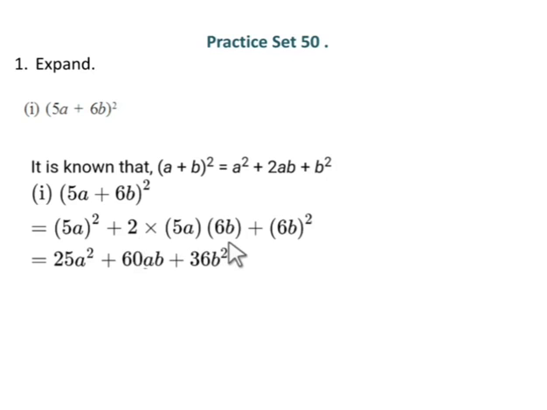Now multiply the coefficients in the second term first. 2 fives are 10, 10 sixes are 60. So here the coefficient will become 60ab. It is 60ab plus 6 square b square, that is 36b². Hence the expansion of (5a + 6b)² is 25a² + 60ab + 36b².